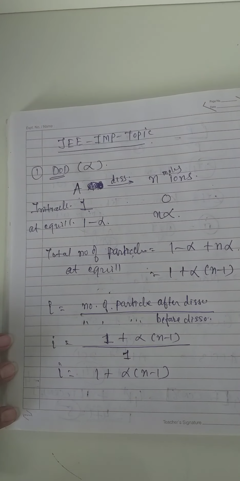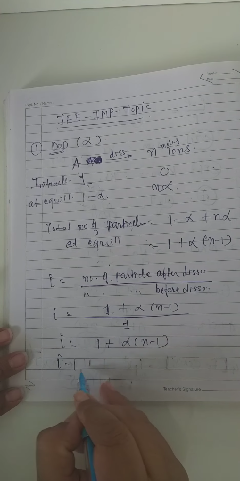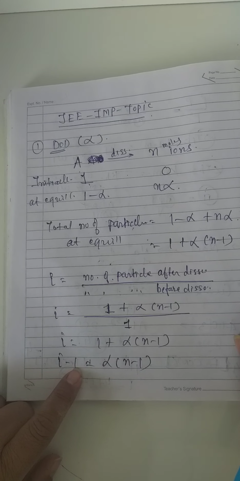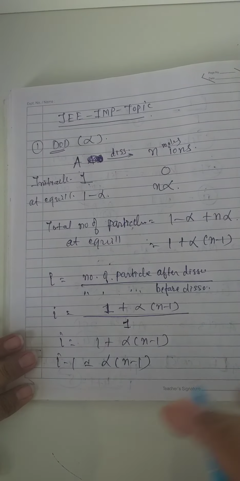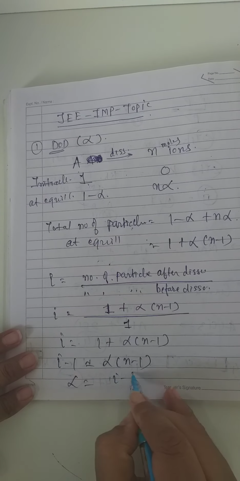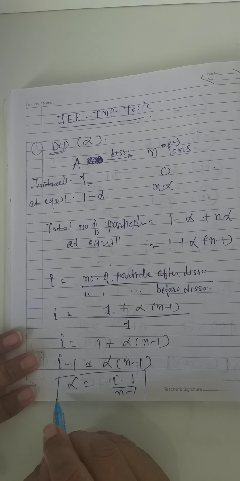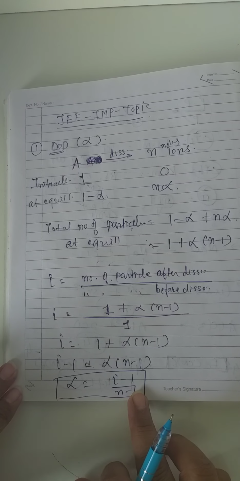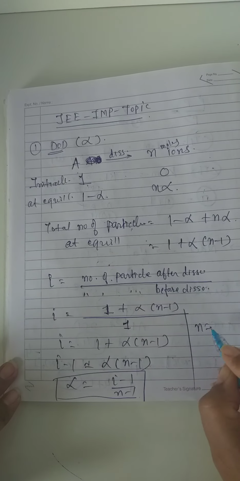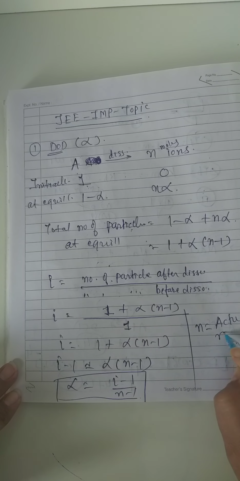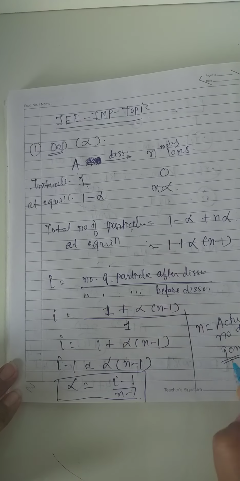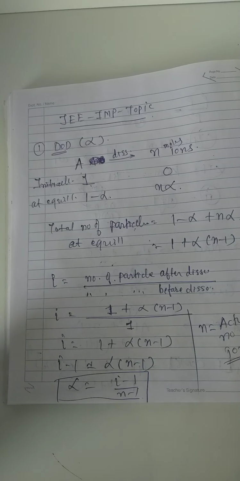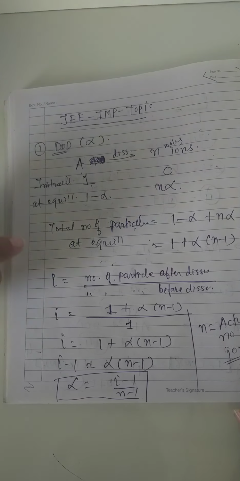Now it's very simple mathematics. i minus 1 equals alpha into n minus 1. So now alpha is equal to i minus 1 upon n minus 1. So we have derived this formula for alpha: alpha is equal to i minus 1 upon n minus 1. Now what will we take as n? n will be the actual number of ions. That we will discuss in the numericals, how to calculate n and how to calculate i. So now this is the formula for degree of dissociation.